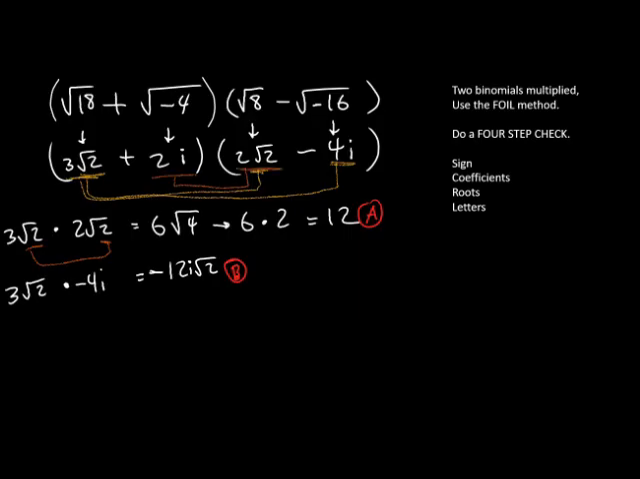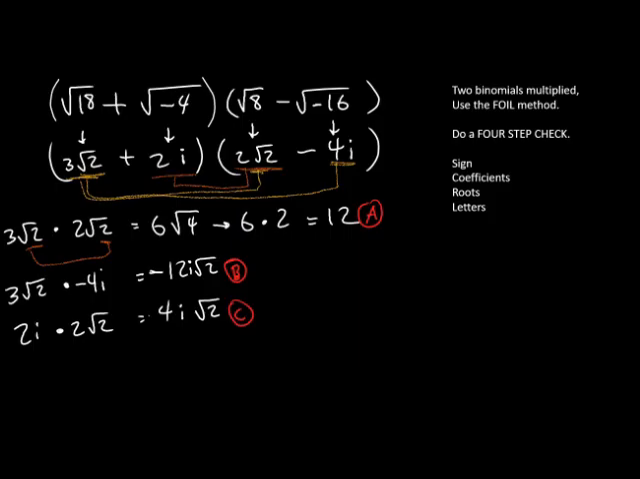Next, we will take the 2i times each of the other 2 terms. So we will write 2i times 2 root 2. We look at the signs, and we notice both are positive, so we can expect a positive answer. We will have 2 times 2 for our coefficients, and 2 times 2 is 4. We have a root 2, and we have a letter of i. Therefore, our term C will be 4i root 2.